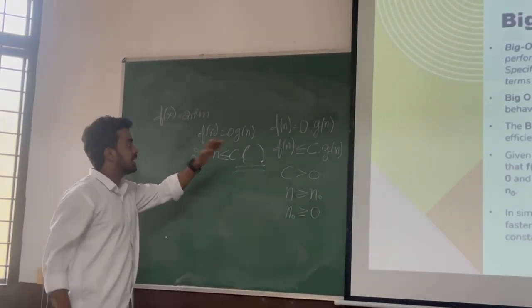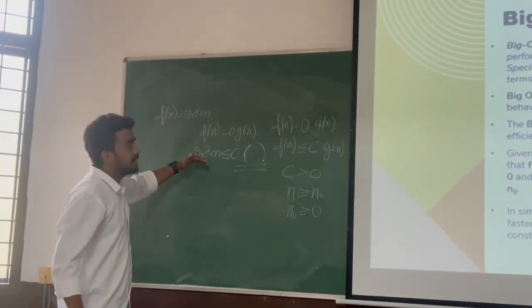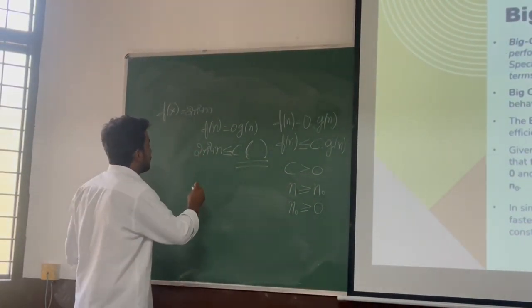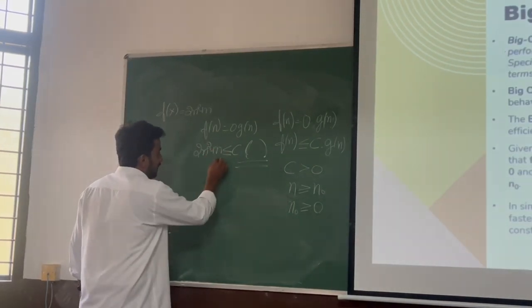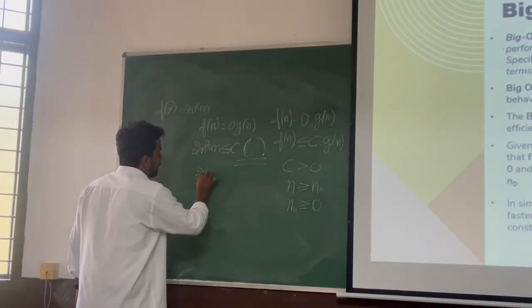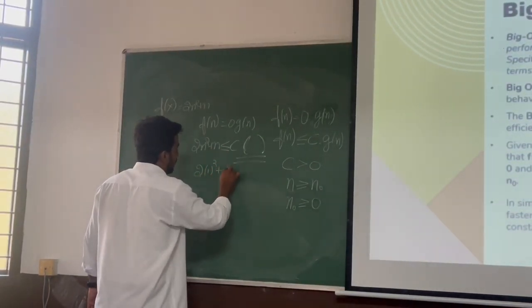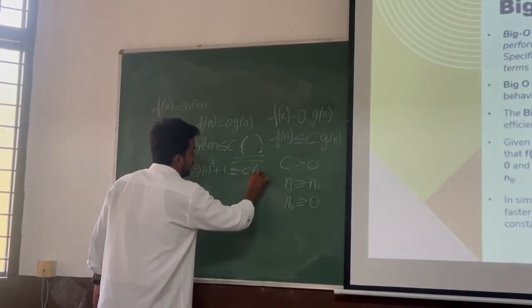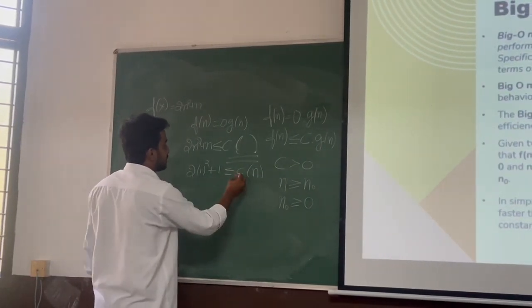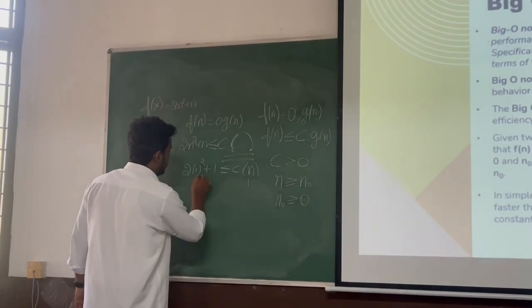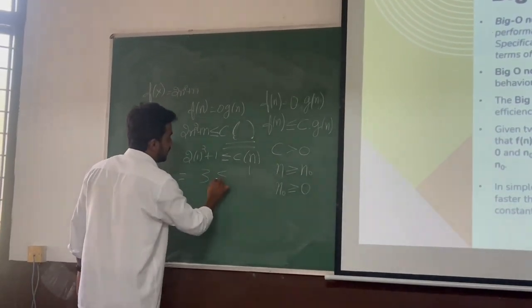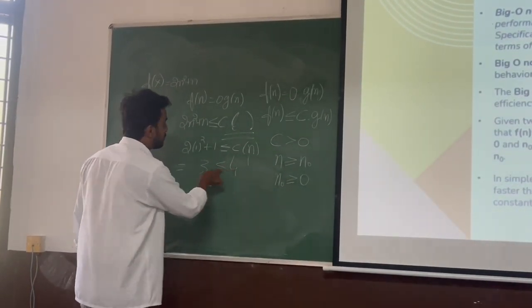Here we have to choose the value so that it is greater than f of n. As an example, let us take n equal to 1. In that case we have 2 times 1 square plus 1, which is 3, less than or equal to c times n. So the c value has to be 4, and 4 is greater than 3.